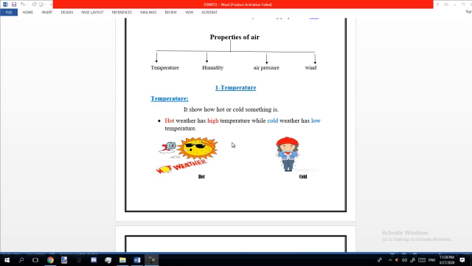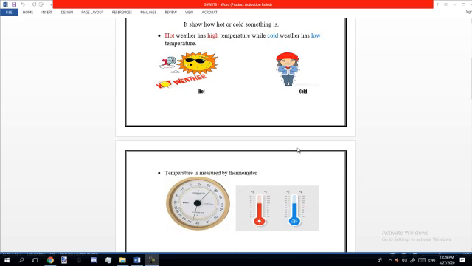Similar to the weather. If the weather is hot, it has high temperature, and if the weather is cold, it has low temperature. You can see the hot weather in summer. You can feel the very high temperature in summer, but in winter you have cold weather, a low temperature. So in summer, hot weather with high temperature, and in winter, cold weather with low temperature.